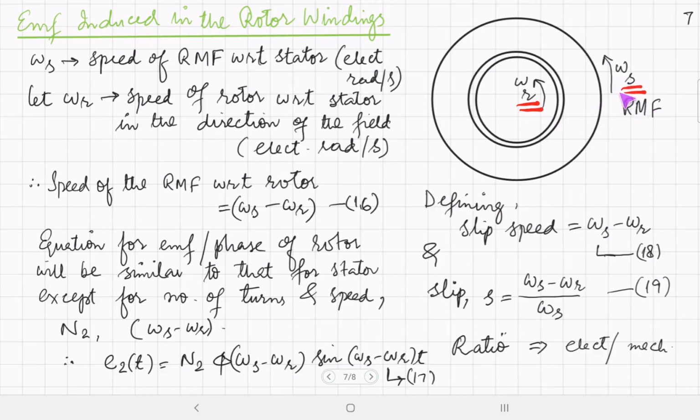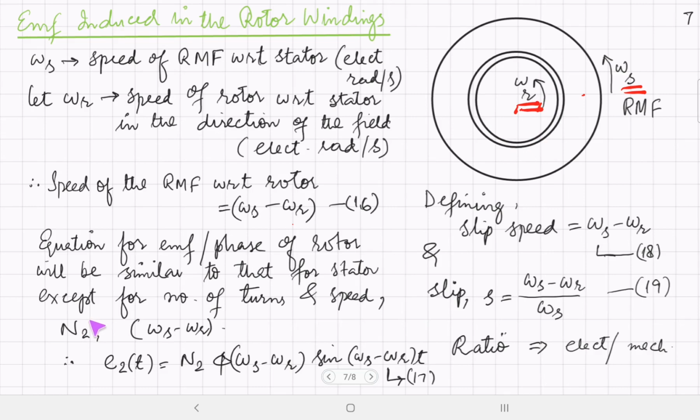Therefore, the rotating magnetic field will be rotating with respect to the rotor at a speed which is omega s minus omega r. And as far as the equation for the EMF induced in the rotor windings is concerned, the equation will be similar to that of the stator, except for the fact that the number of turns per phase of the rotor can be different, and also the speed in the expression will be different.